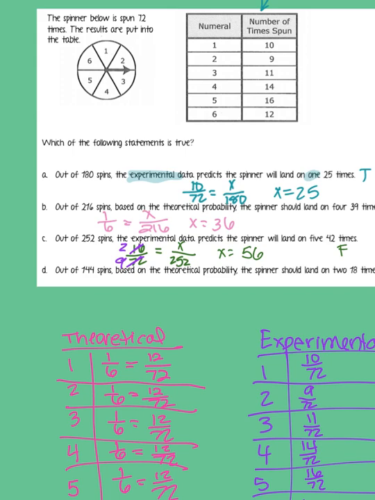Now we're going to look at this next one. It says out of 144 spins, based on the theoretical probability, so I'm looking at this, the spinner should land on 2 18 times. Well, I'm talking about the theoretical probability, so that's going to be 1 out of 6, and it says it should land on 2 18 times out of 144. So this is 144, and I want to know, what is that going to be? And when I do that, I'm going to end up getting 24. So that one is false as well.